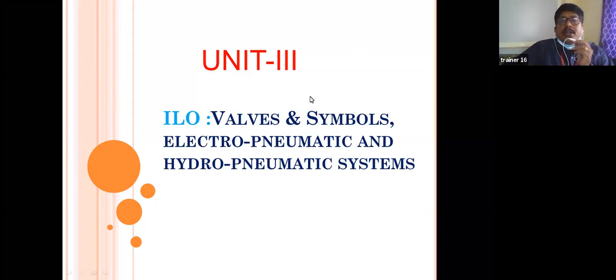Then next we discussed the pneumatic system and hydraulic system for lifting a load. To lift the load up or to lower it down, we have to use a directional control valve. With the help of that control valve, the load will be lifted up as well as lowered down. So we discussed those topics in the previous class.